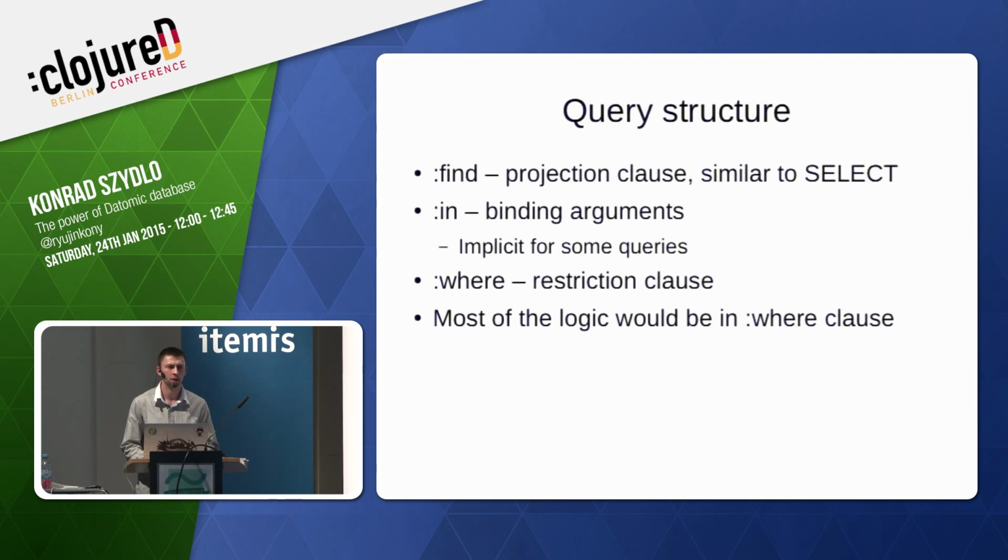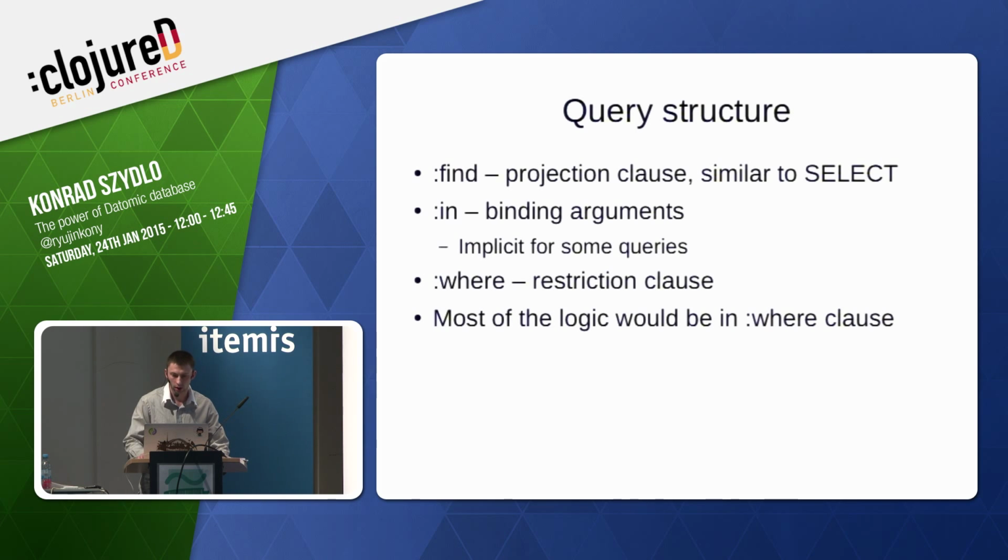Datalog's query structure is similar to SQL's. We've got different kinds of clauses. So for example, there's a find clause. It's a projection clause, similar to select. We specify what we want to find out. We've got an in clause that provides bindings, so we can parameterize queries depending on our needs. And for some types of queries, we don't have to specify the in clause because it's implicit. Although for more advanced and involved queries, we would use the in clause. And also there's a where clause that provides restriction, and most of our logic would be in the where clause.